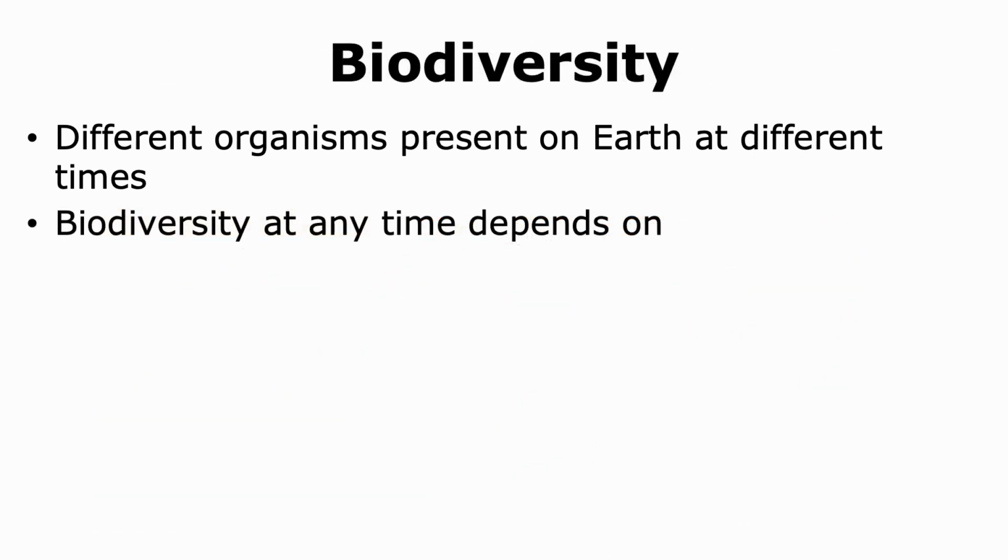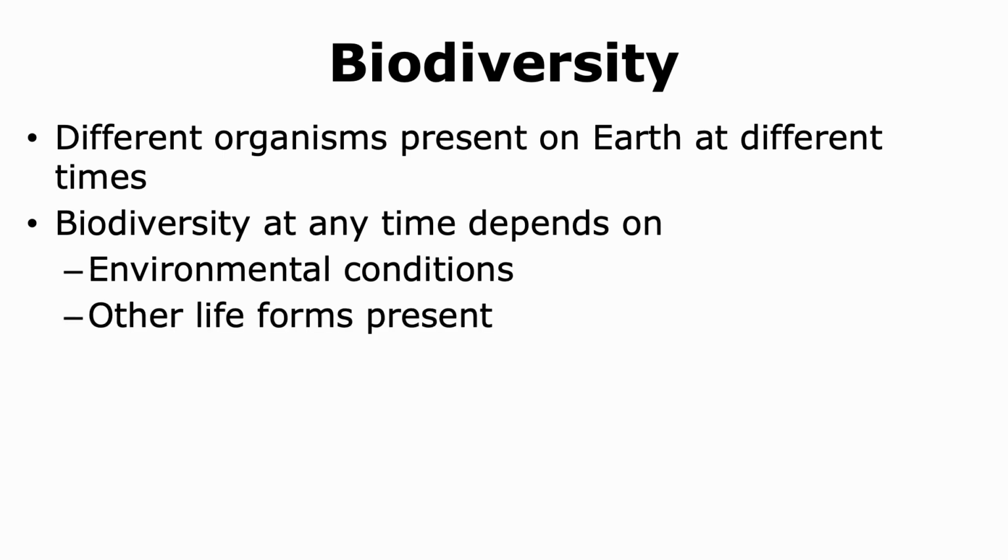The variety of living organisms on Earth, or biodiversity, at any time depends on a number of factors. These include the environmental conditions in which these organisms live, as well as the presence of other types of life forms in the environment.